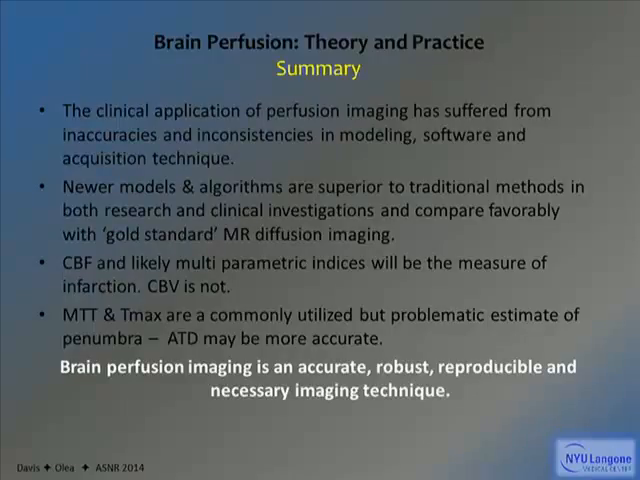and acquisition. Newer models and algorithms may be superior to traditional methods and compare favorably with the gold standard MR diffusion imaging. CBF and parametric indices will be the measure of infarct. CBV is not. And lastly, mean transit time and Tmax, a commonly utilized estimate of infarct, are problematic, and arterial tissue delay may be a more accurate index to be used instead. Thank you very much.